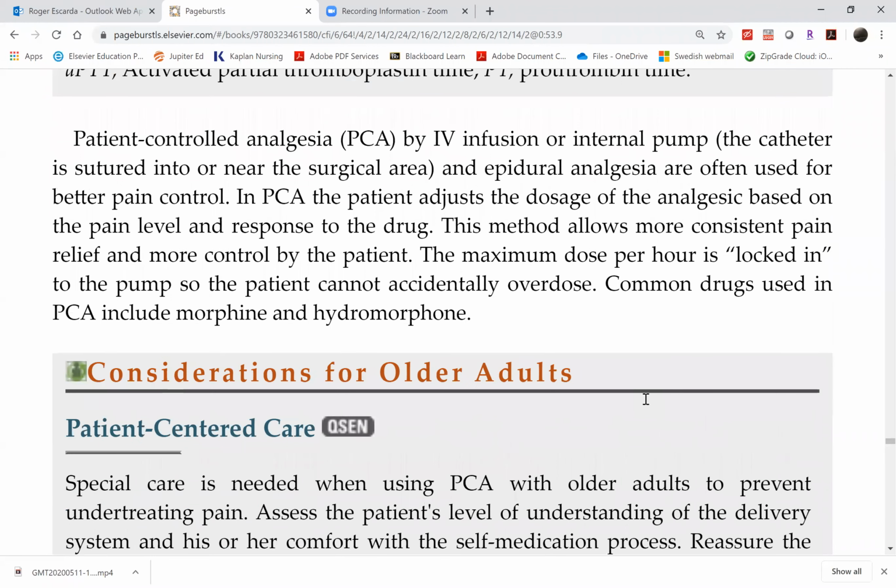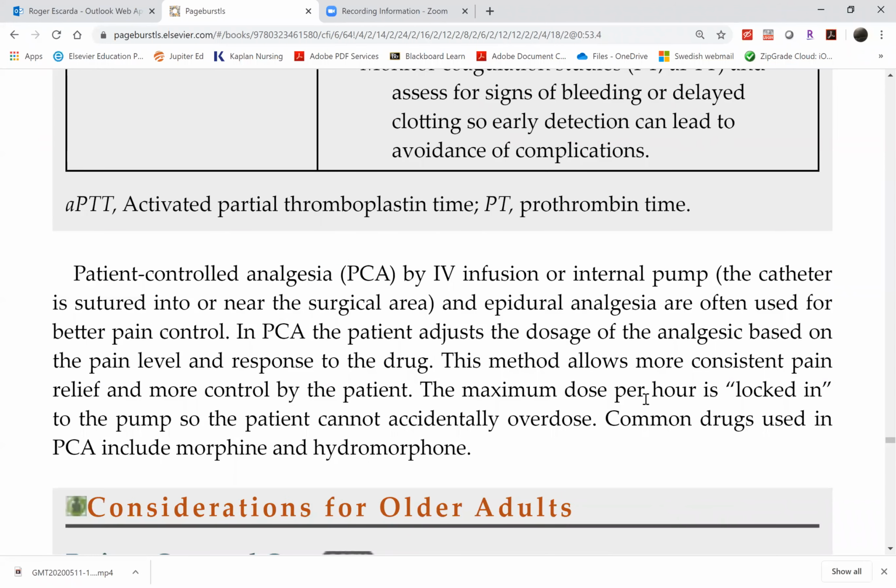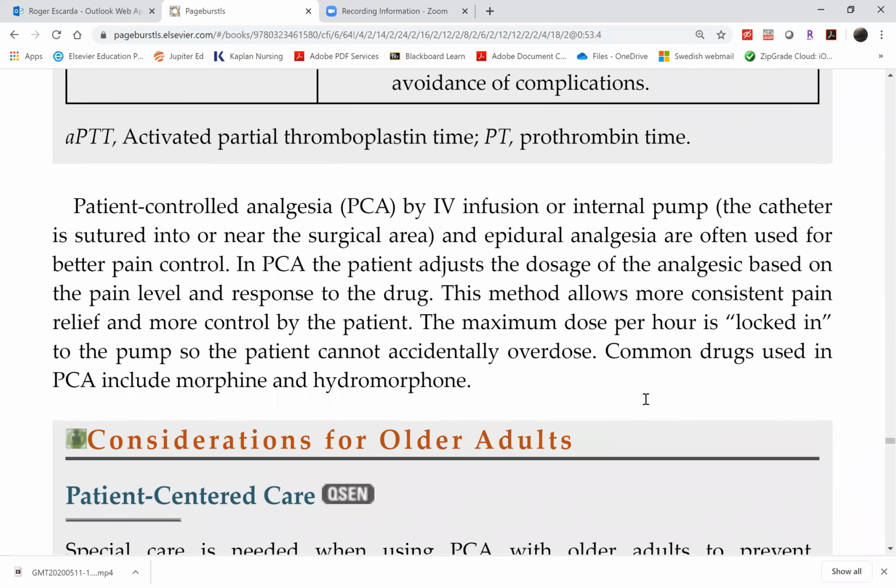Did you discuss PCA in NUR 100? Yep. Okay, so you understand how it's done, right? Yes, we learned it in math for meds. Okay, very good. Can a paraplegic use a PCA? No. Why? Because they can't press the button.